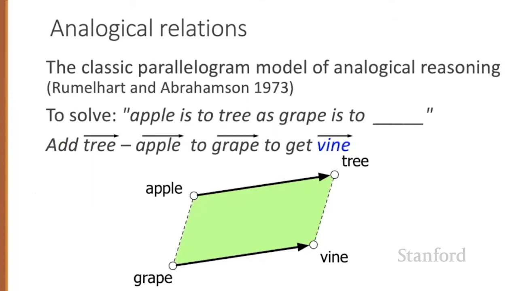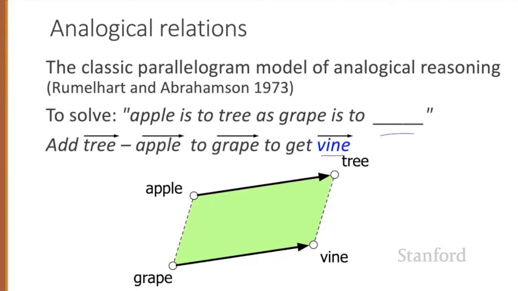Another semantic property of embeddings is their ability to capture relational meanings. In an important early vector space model of cognition, Rumelhart and Abrahamson proposed the parallelogram model for solving simple analogy problems of the form A is to B as A star is to what. So in such problems, a system is given a task like apple is to tree as grape is to what, and must fill in the correct word, vine.